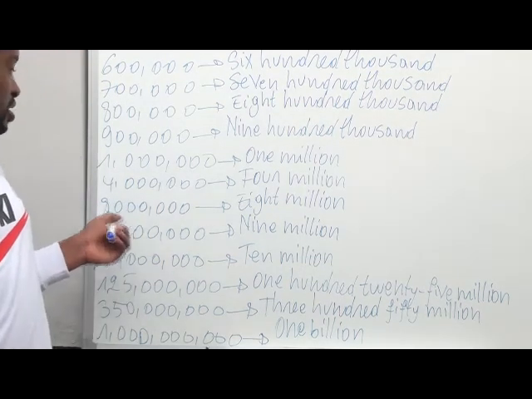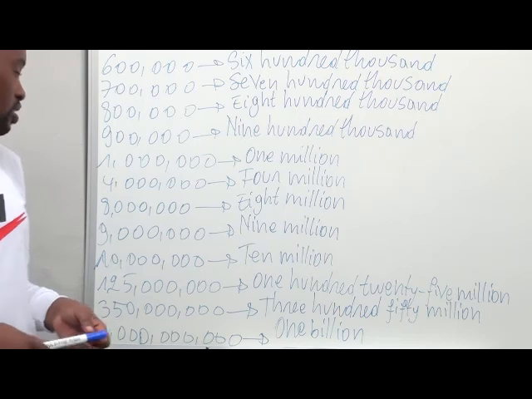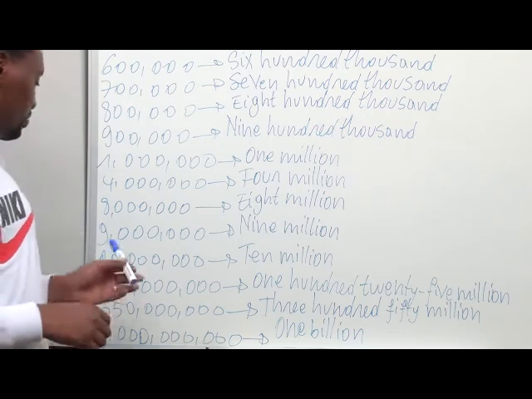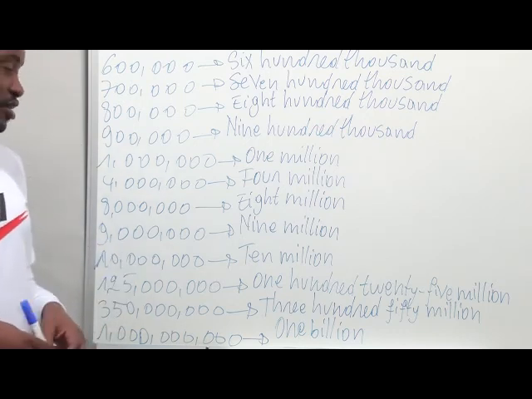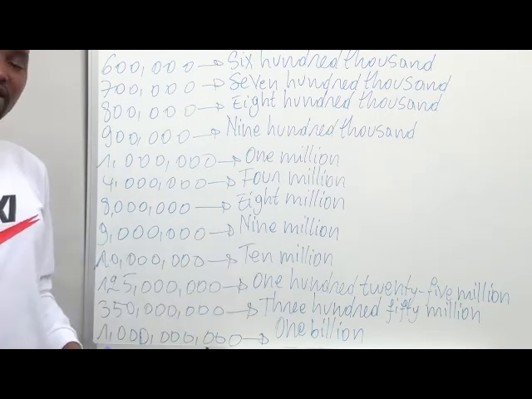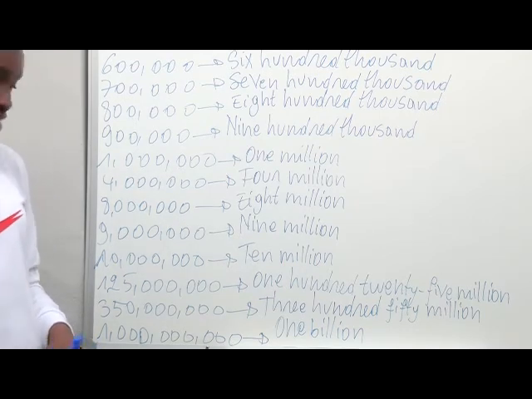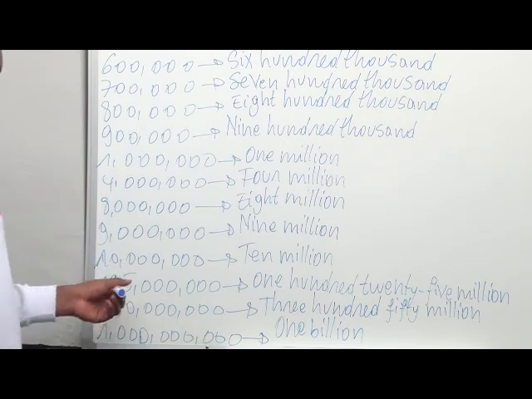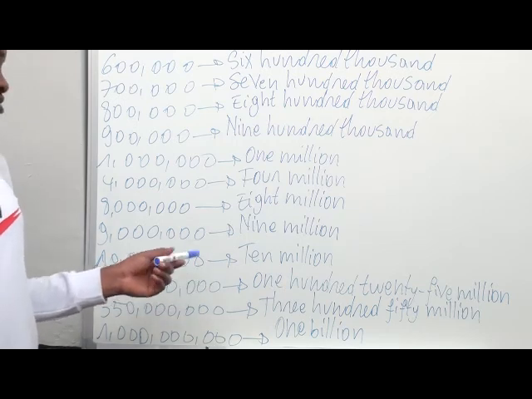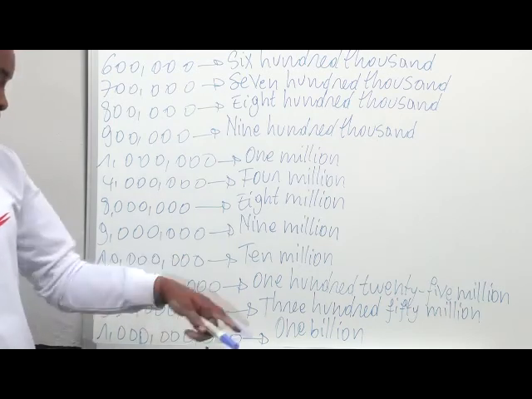Here we have 8 and 6 zeros, so this number is going to be read 8 million. 9 here, 6 zeros, it's going to be 9 million. If we have 10 and 6 zeros, that is going to be 10 million. 10 and 6 zeros will be read 10 million.